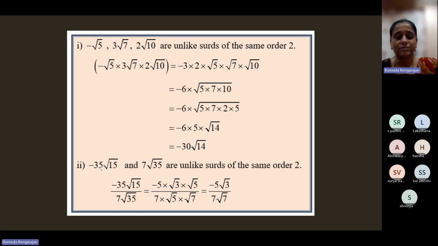You cannot add or subtract them, meaning through addition and subtraction, you cannot simplify them any further. You can just connect them with a plus sign and leave it there, or connect them with a minus sign and leave it like that. You cannot simplify them further. But with multiplication and division, you can make it look like a new number.